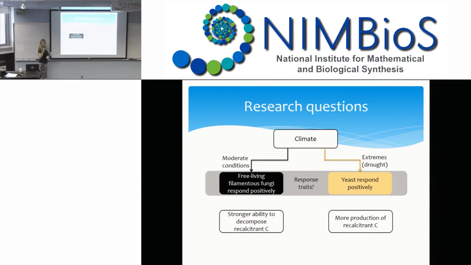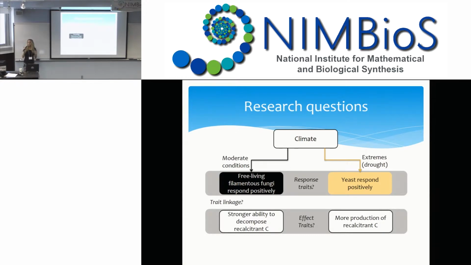Then I'm also very interested in effect traits. I mentioned that there are a few different ways that fungi can influence carbon cycling. There might be a stronger ability to decompose recalcitrant carbon versus more production of recalcitrant carbon in the fungal cell walls. These are two different functions, two different effects. I'm interested in finding out what sort of traits might influence these specifically. What sort of genetic or physiological traits determine whether a fungus decomposes recalcitrant carbon or produces recalcitrant carbon?